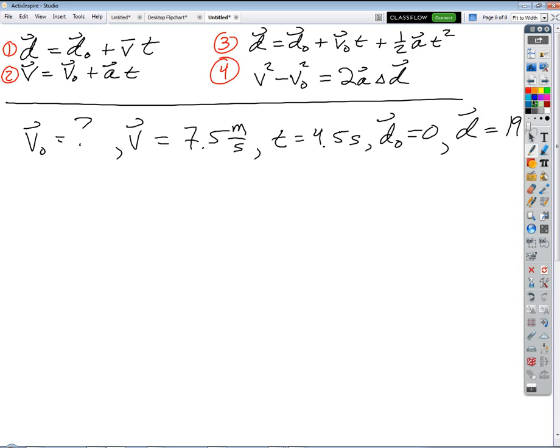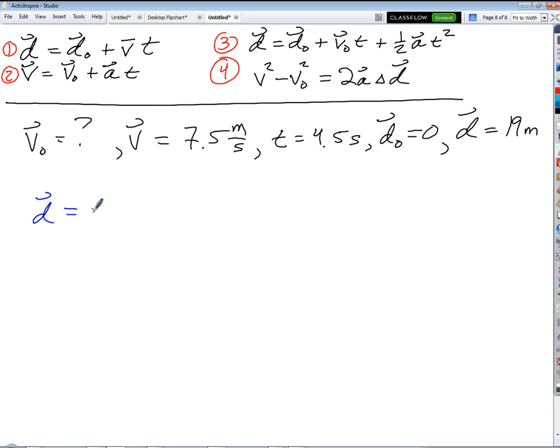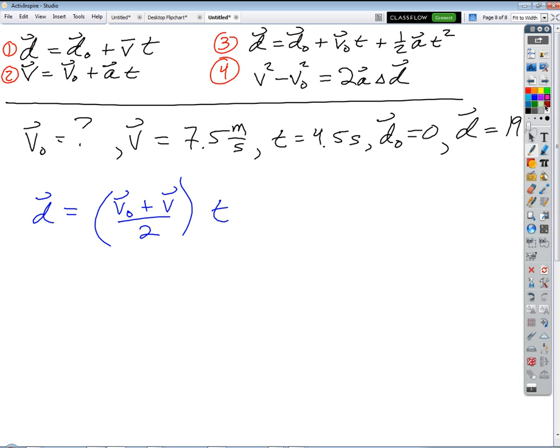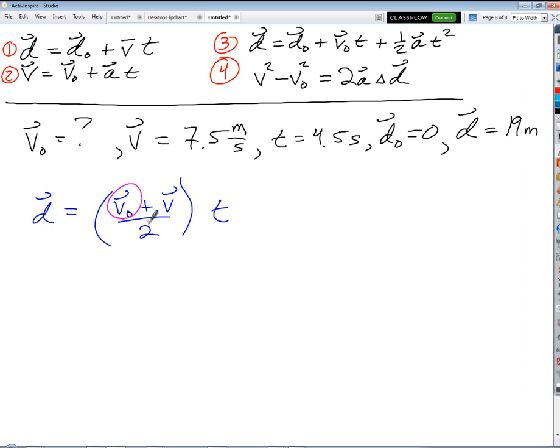Okay, so let's write this symbolically to begin with. We could say then that d equals, d naught is 0, so we'll leave that part off, equals average velocity. If we write it as an average, it's v naught plus v divided by 2, times t. Okay, so this is a little more algebra this time. That's okay, right? We can do this.